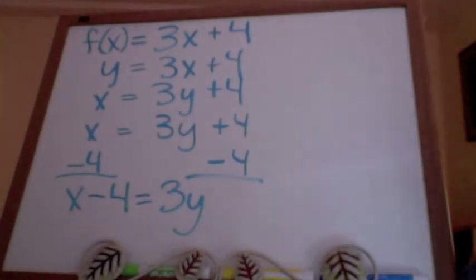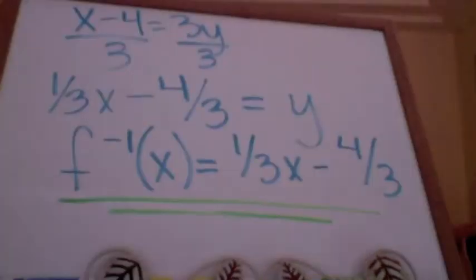Alright, for step 1, replace f of x with y. Next, switch y and x. Then you are going to want to get y by itself. In order to do this, you must subtract 4 from both sides. Then divide everything by 3. Replace y with f^-1 of x, which is the symbol to show the inverse of f of x.